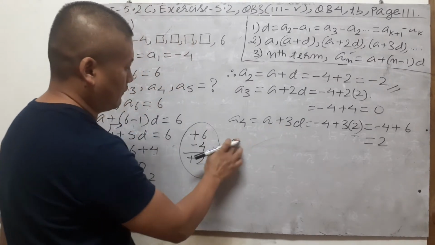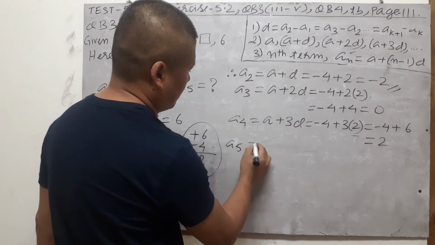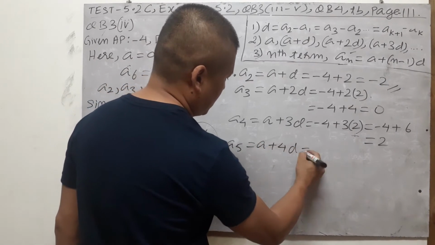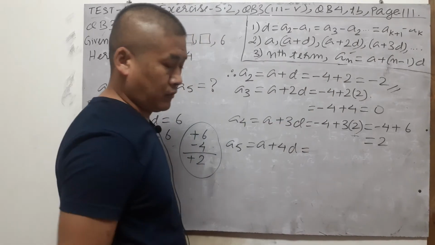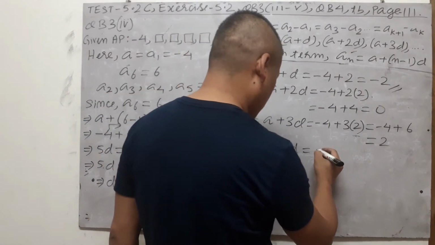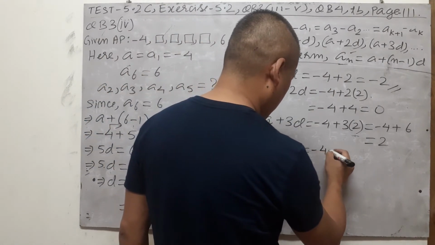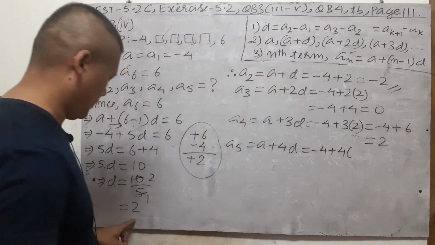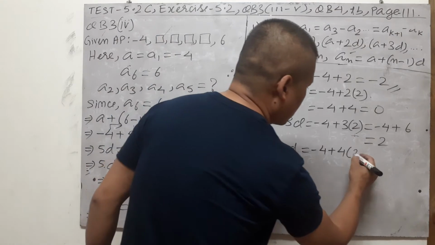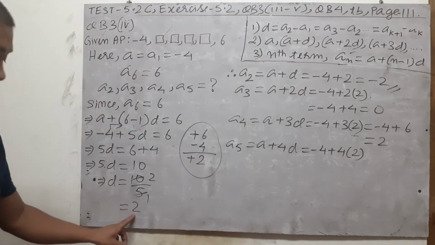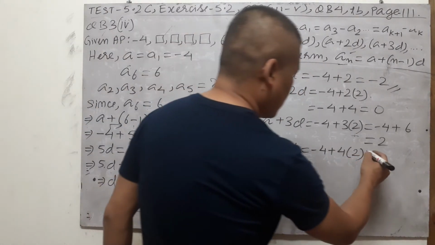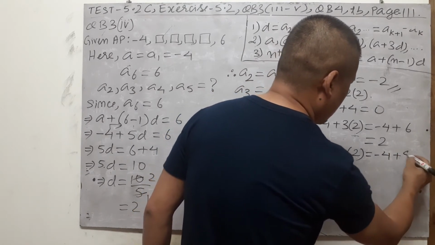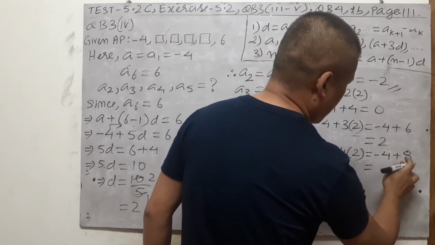Then one more, A5. A5 will therefore be A plus, since it is 5, plus 4D. Looking at the pattern of the formula, it's like that, right? So A is minus 4 plus 4 into D here. As you see, D is plus 2. So here D is equal to 2. So that will be equal to minus 4 plus 4 2s are 8. So minus 4 plus 8 is plus 4.